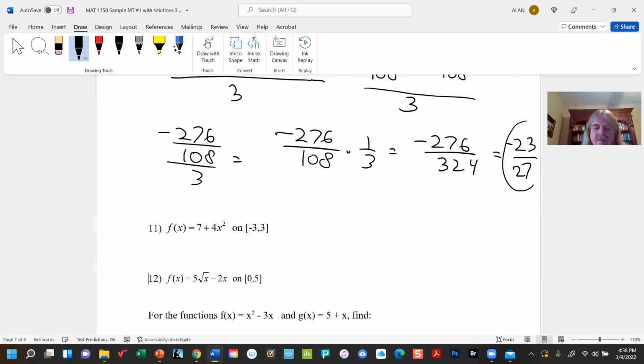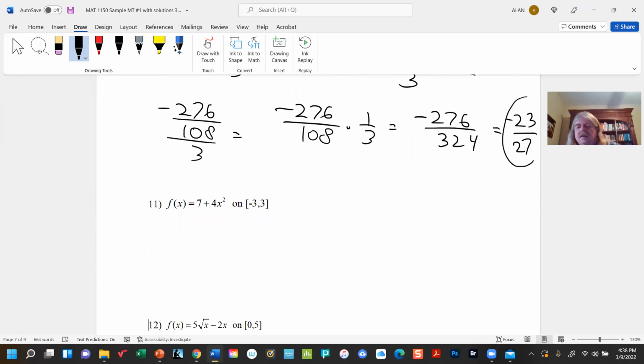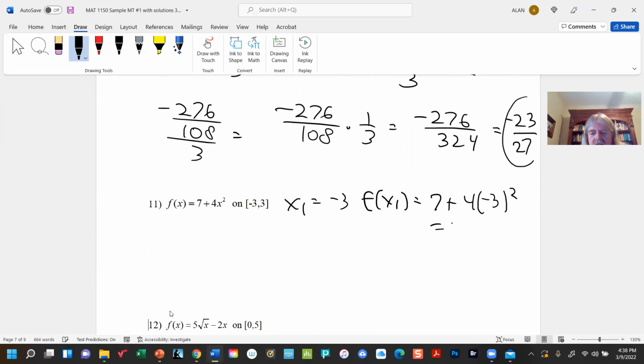Hopefully some of these are less messy. All right, now let's look at this one. x1 is -3, f of x1 is 7 plus 4 times -3 squared, 7 plus 4 times 9, 43. x2 is 3.